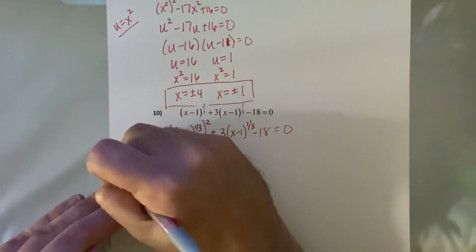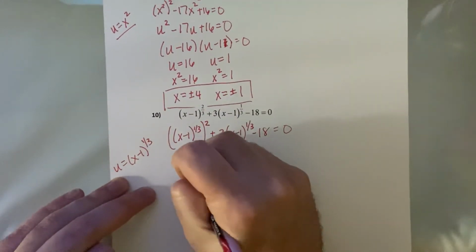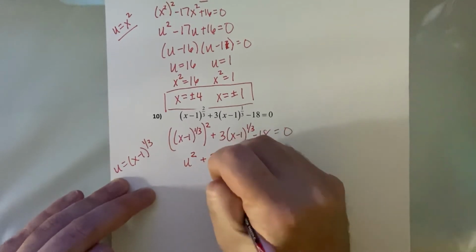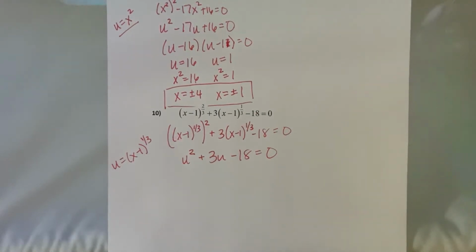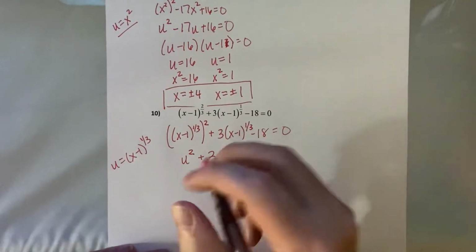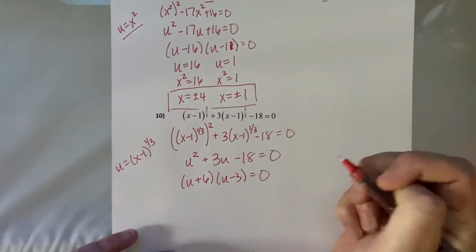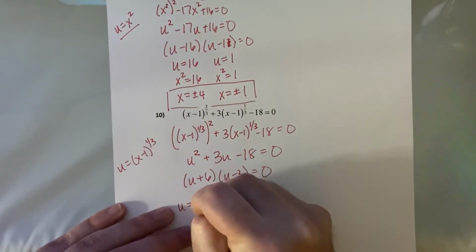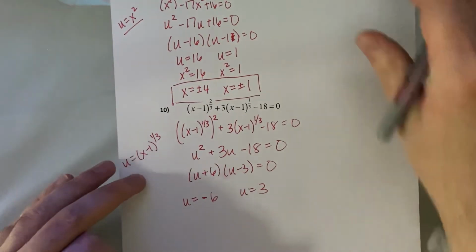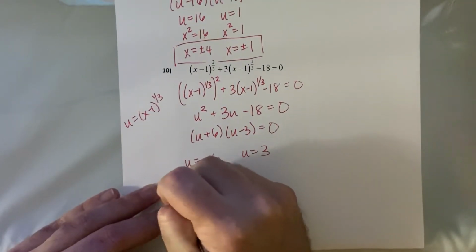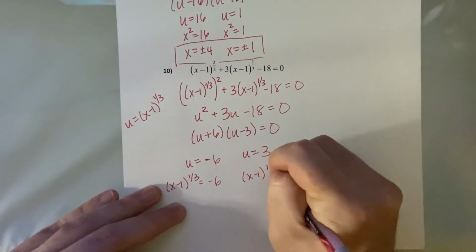Whatever's inside here is our u. u equals x minus 1 to the 1/3. So this becomes u squared plus 3u minus 18 equals 0, which is a lot easier to work with. Two numbers that multiply to negative 18 that add to 3: u plus 6, u minus 3. So either u equals negative 6 or u equals 3. But again, I didn't start with u, so I need to substitute back in. So we get x minus 1 to the 1/3 equals negative 6, and x minus 1 to the 1/3 equals 3.